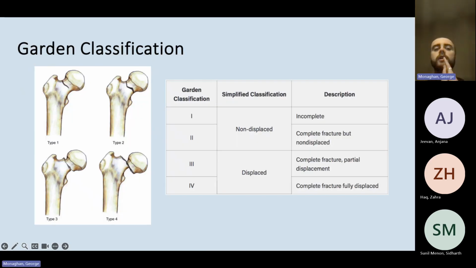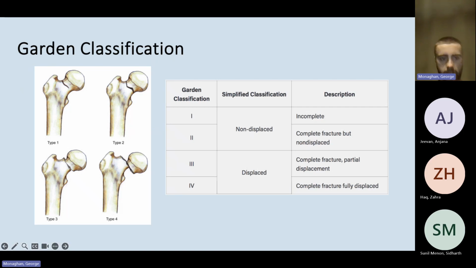So I said I was going to talk about what the Garden classification is. I said 1 and 2 are both non-displaced, 3 and 4 are both displaced fractures. And what I meant when I said incompletes and completes, you can see in here, type 1: first off, the femoral head is in the position that it should be in, but then we can see the fracture going through the neck of the femur here. In type 1, you can see the fracture goes halfway through the bone, it doesn't go all the way through. And for type 2, you can see the fracture line goes all the way through from one side of the bone to the other side of the bone. And that is what we mean by complete fracture. It's going all the way through.